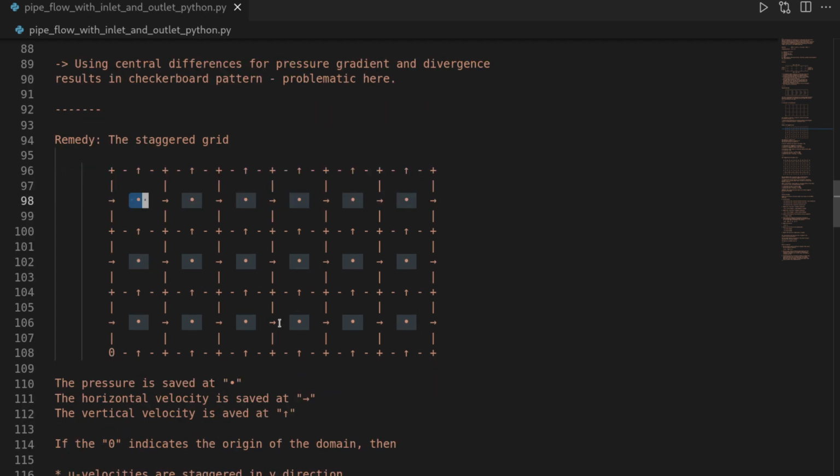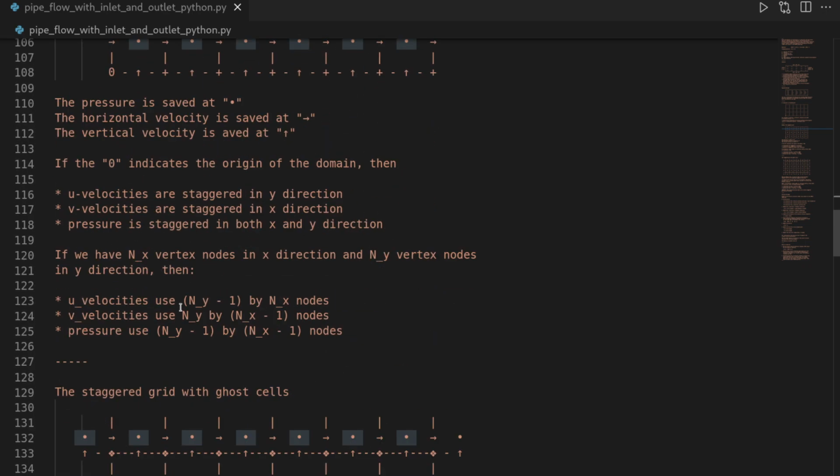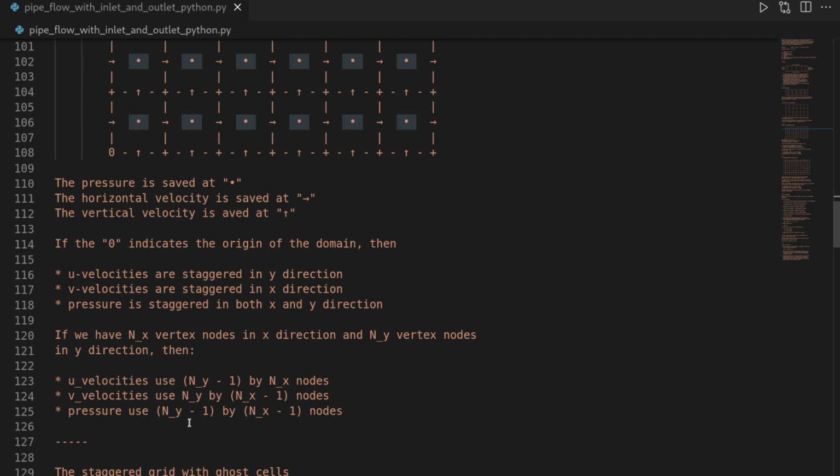So in more general terms, if we have ny discretization points in y direction and nx discretization points in x direction, then we would need ny minus 1 by nx nodes for the u velocity, and ny by nx minus 1 nodes for the v velocity, and ny minus 1 by nx minus 1 nodes for the pressure.